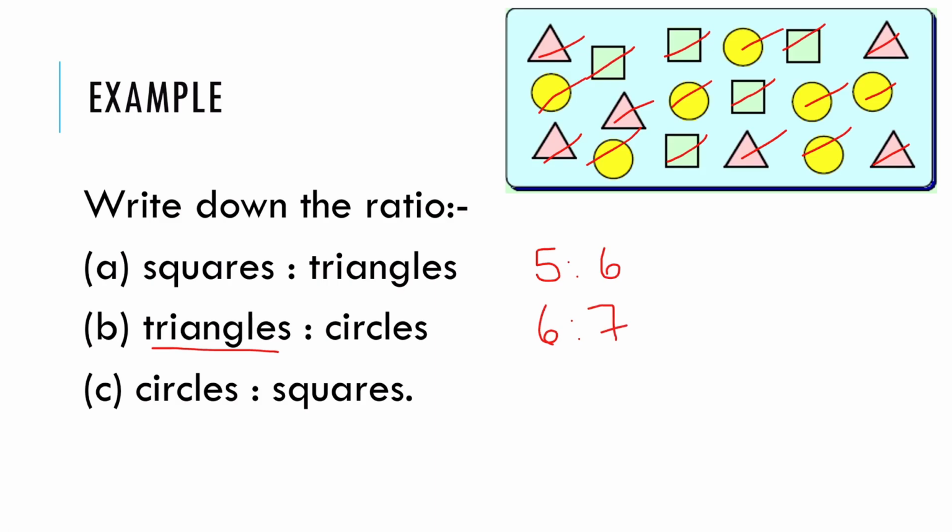And for circles to squares, I know there's 7 circles, and in part A I calculated that there was 5 squares. So the ratio of circles to squares is 7 to 5.